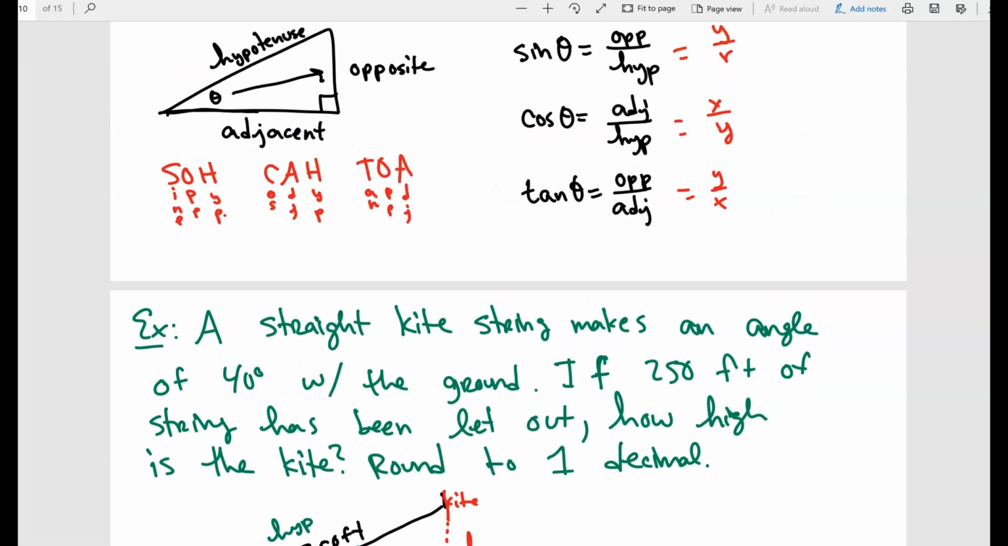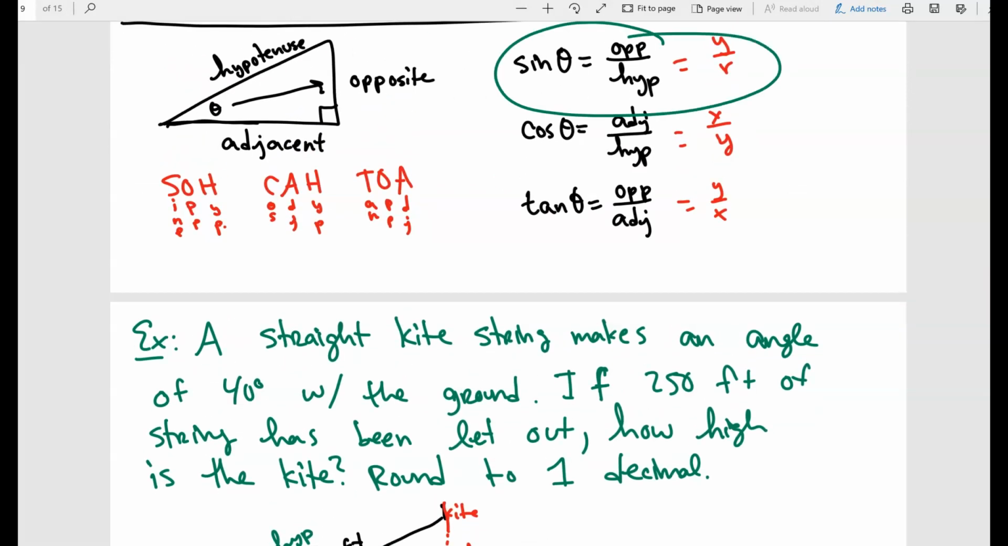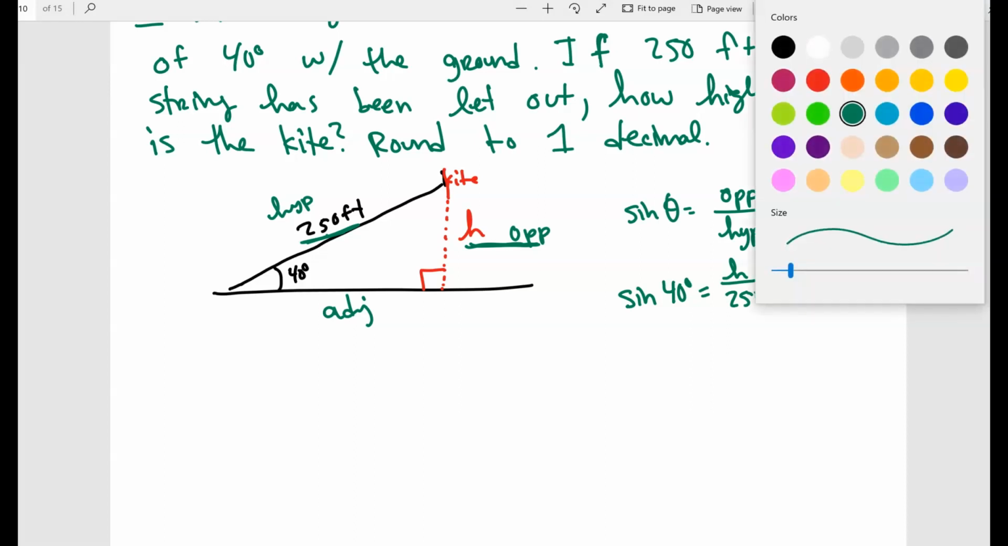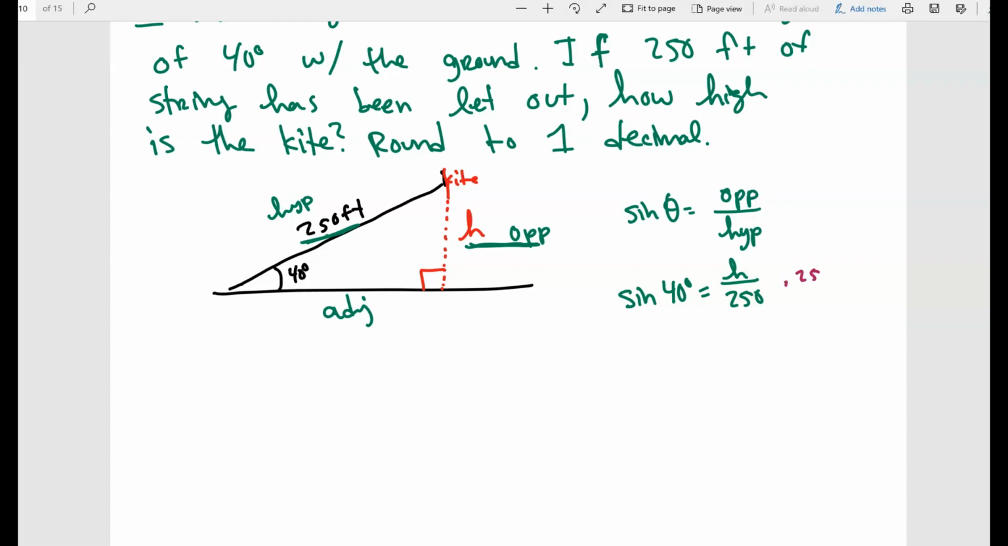Well, if you think about it, opposite and hypotenuse is just going to be my sine of theta. So we know that sine of theta is equal to the opposite over the hypotenuse. Theta in this case is 40 degrees, so I'm going to write 40 degrees here. Opposite is just my h over the hypotenuse, which is 250. Now what you want to do is solve for h. I'm going to multiply 250 to both sides, so that goes away. So my h is going to be equal to 250 times the sine of 40 degrees.